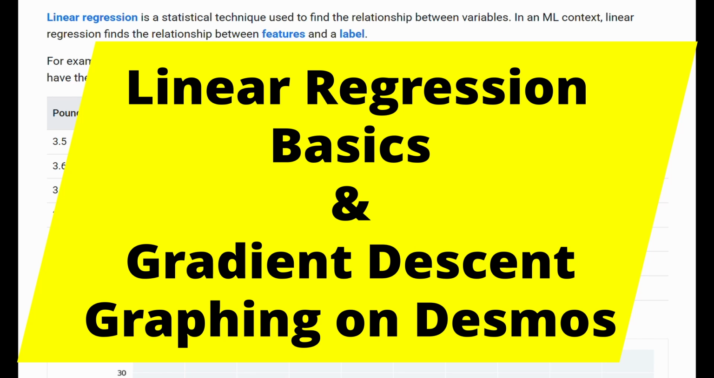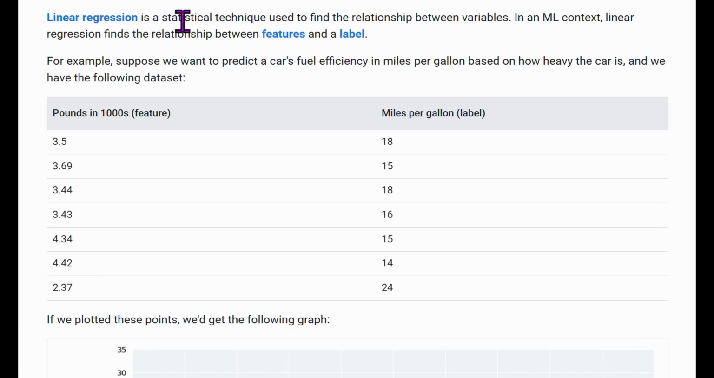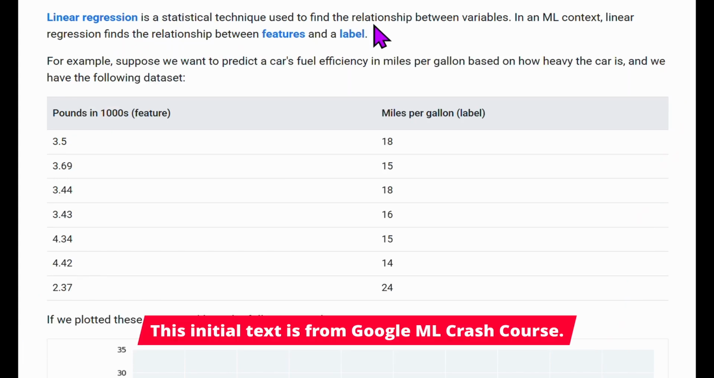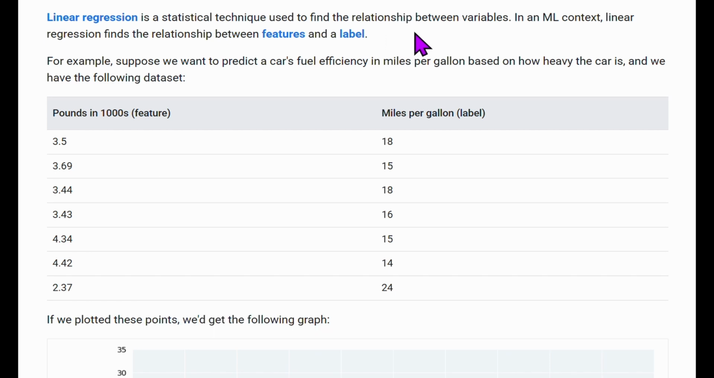Hello, in this small video we are going to see linear regression and subsequently we will also see gradient descent. Linear regression is a statistical technique used to find a relationship between variables. If you have been given some variables and you want to find a relationship, and it has to be a linear relationship, then linear regression is the model which we can use.